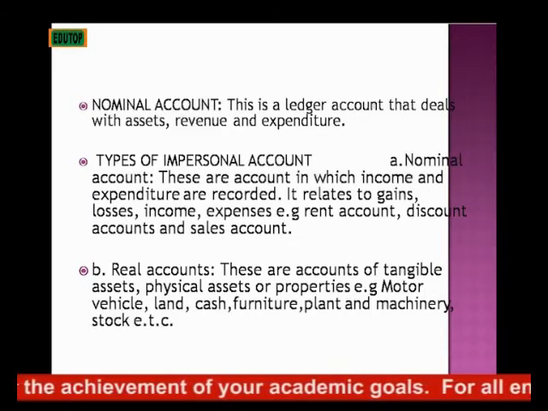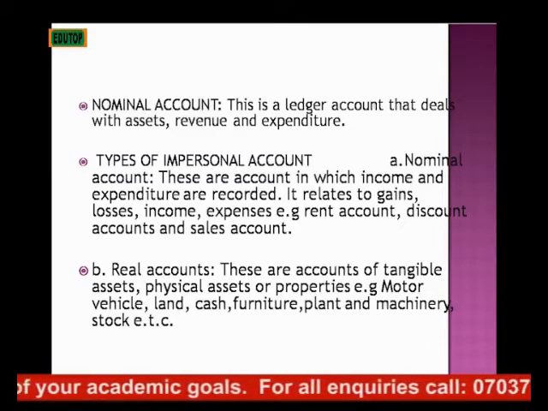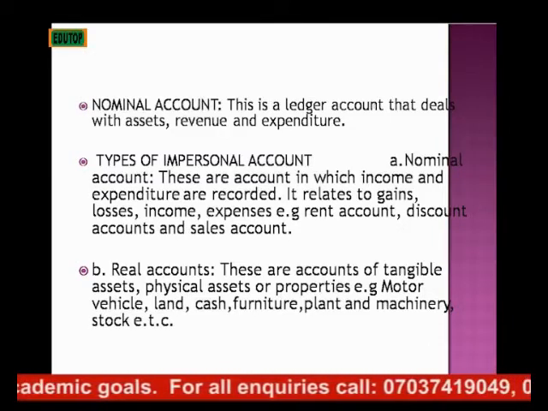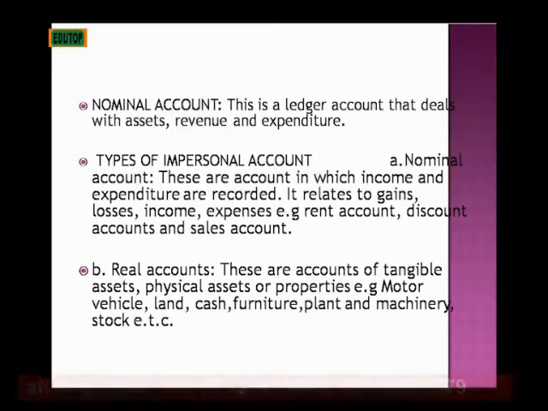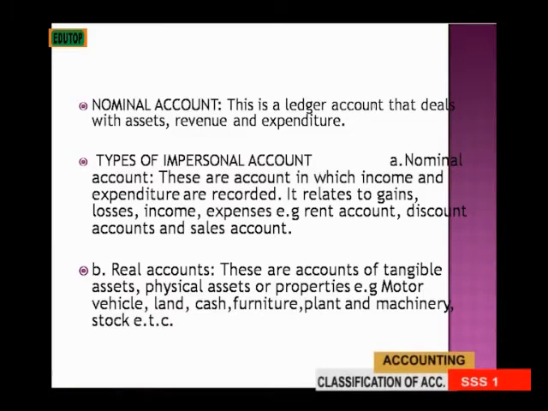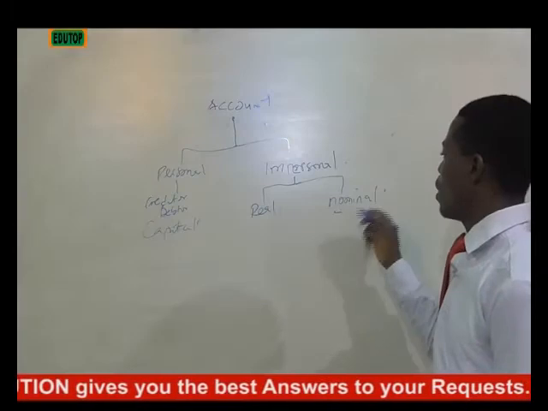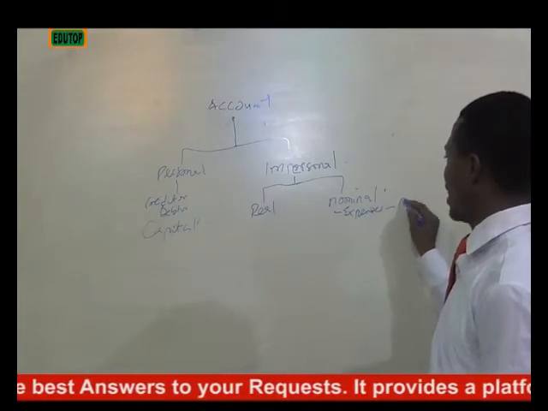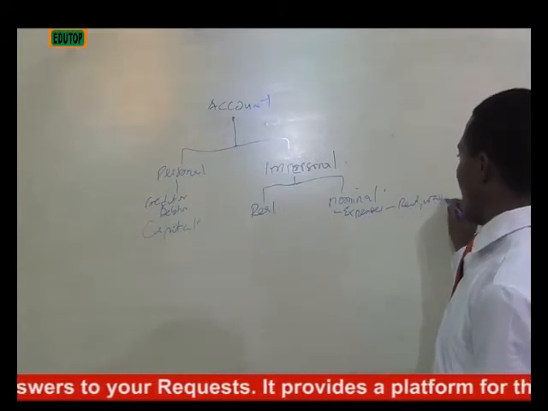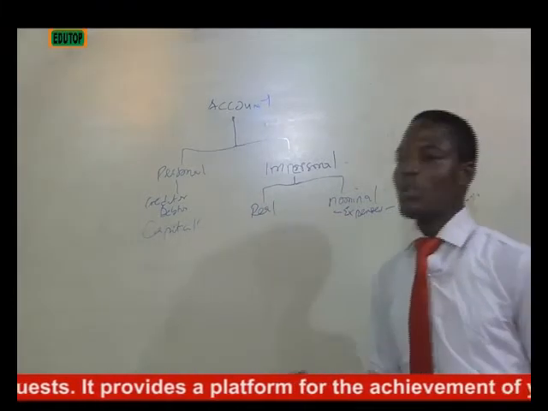Now, what is a nominal account? Nominal accounts are accounts in which income and expenditure are recorded. They also relate to gain, loss, income, expenses, e.g. rent account, discount account, sales account. Under this nominal account, we have expenses. And what are the types of expenses? We have rent, wages, and so on. And under it, we also have sales account.